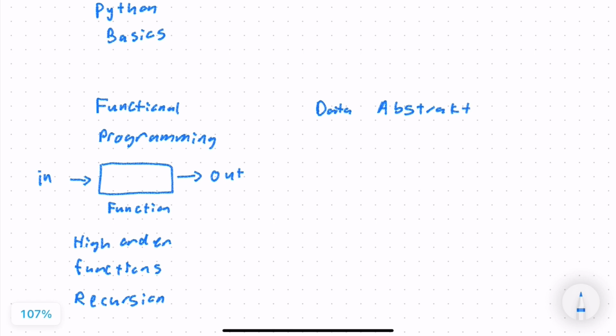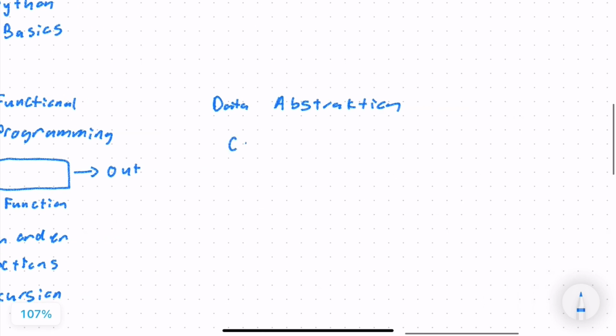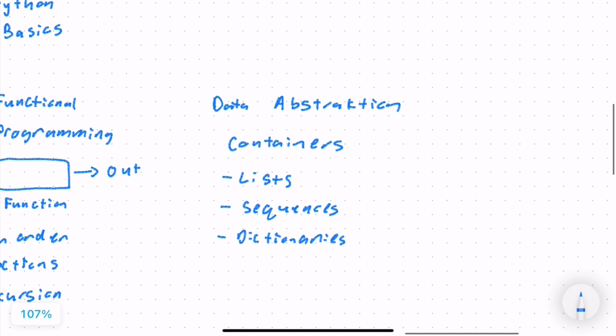Step 3 is about data abstraction. This is going to be about how to handle large quantities of data or input. We do this through things called containers and data types. So these are things like lists and sequences. There's also things called dictionaries.